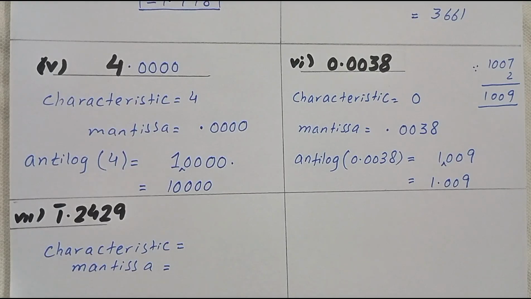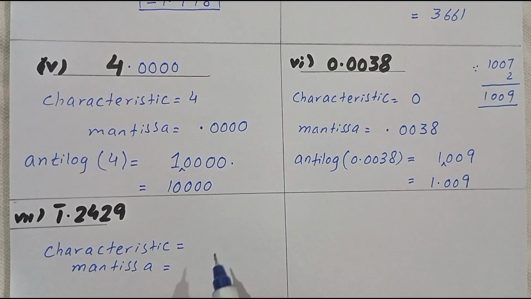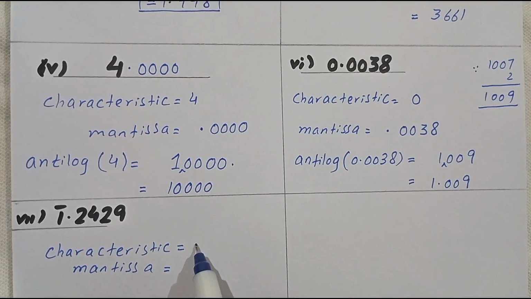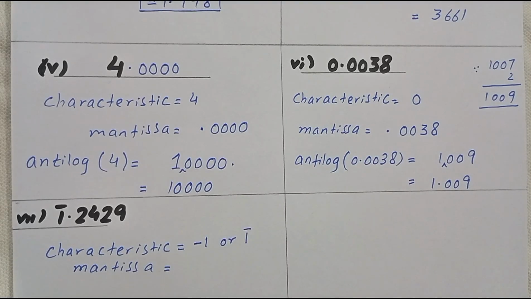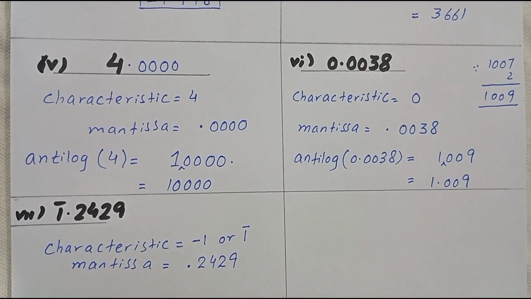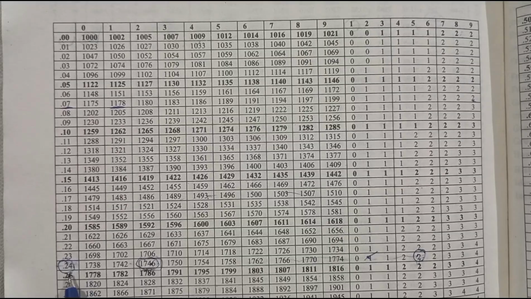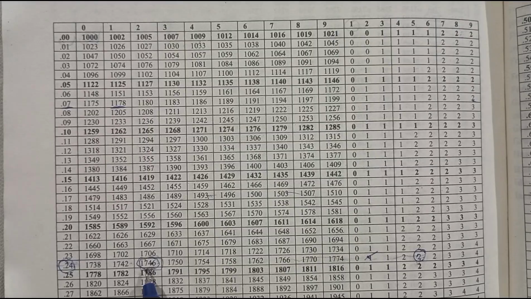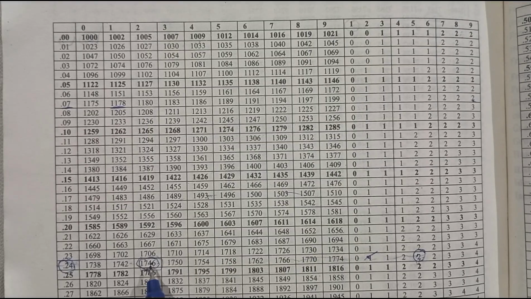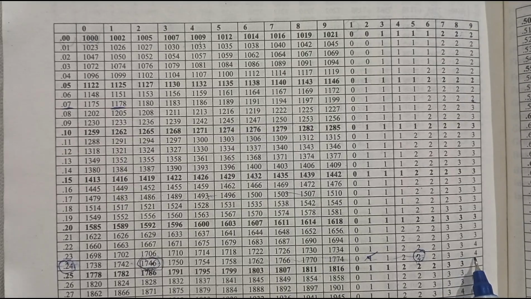In the seventh part, we have to find the antilog of minus 1.2429. Here the characteristic is minus 1. In the antilog, we can write minus 1 as this, and the mantissa is 0.2429. So in the antilog table we look up 0.24 and add the value of the 9 column. The value of 0.24 is 1746, and adding the value in the 9 column, that equals 4. We have to add 4 to 1746.